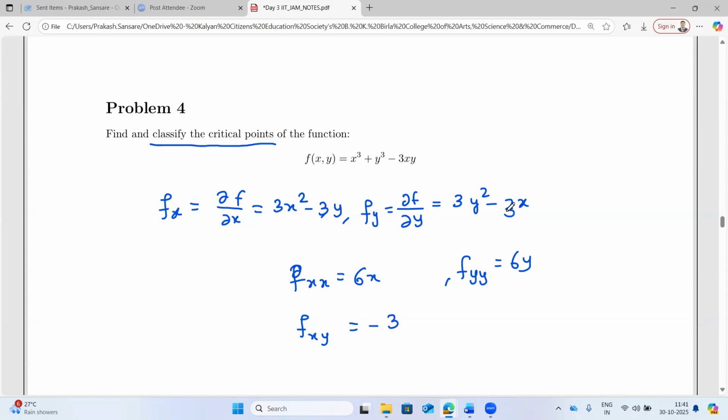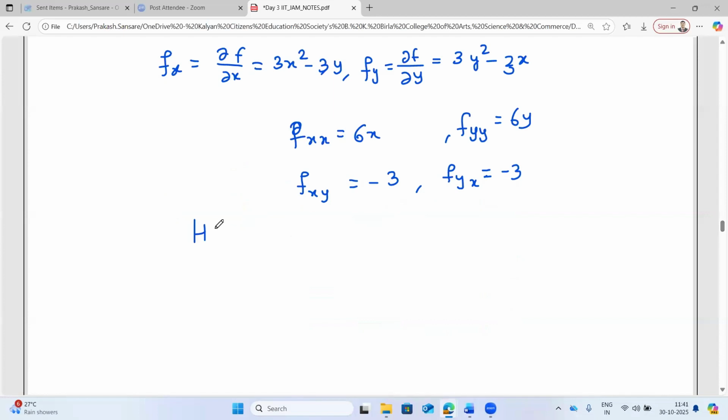Similarly, if you want, you can check fyx. So fyx will be -3. So both are the same. Now the Hessian matrix H is equal to 6x, -3, -3, 6y. And the determinant D is basically 36xy minus 9. Right. Maybe I have not calculated the critical points.